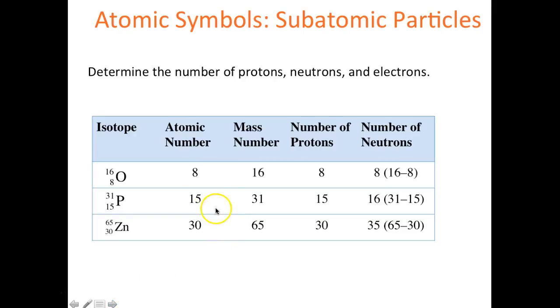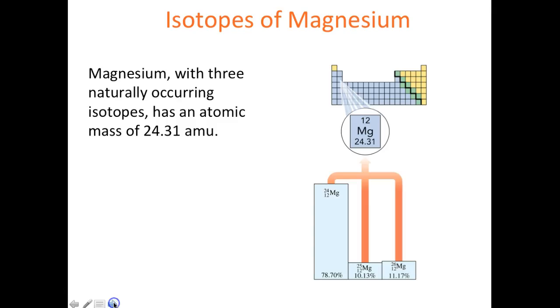Okay, so you see that the atomic number here matches up with the number of protons. Mass minus the number of protons gives you the number of neutrons. So here in this picture, you are shown isotopes. So what is an isotope?